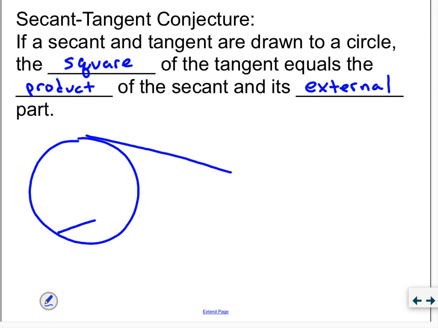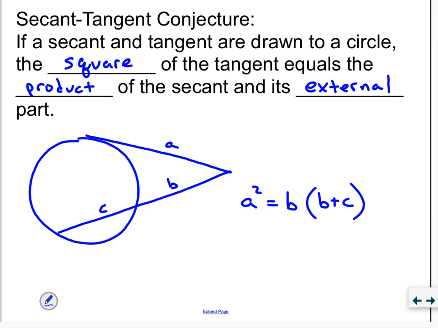There's my tangent. Here's my secant. And again, I'll put some little letters in here like A, B, and C. Now, don't make this mistake. A lot of people will say that A squared equals B times C, and that's no good, because that says it's the inside of the tangent times the outside of the tangent. So what we want to do instead is say it's equal to the external part times the whole secant. So notice that's what goes on.